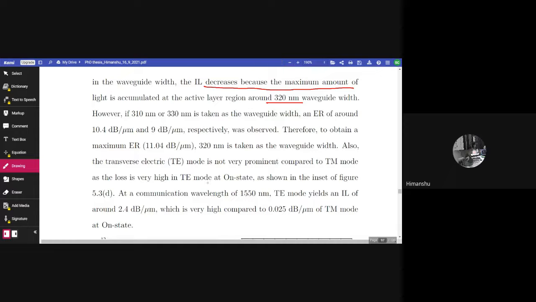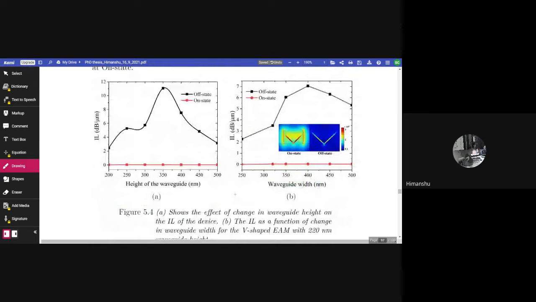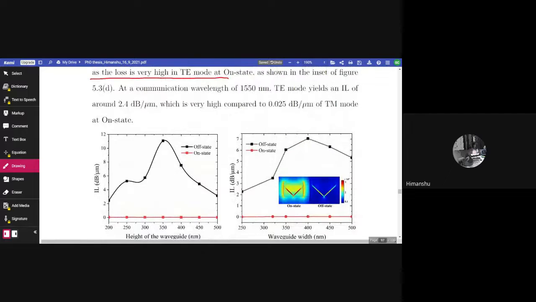Also, the TE mode is not very prominent compared to TM mode, as the loss is very high in TE mode at on state, as shown in the inset of figure 5.3d. At a communication wavelength of 1550 nanometer, TE mode yields an IL of around 2.4 dB per micrometer, which is very high compared to 0.025 dB per micrometer for TM mode at on state.